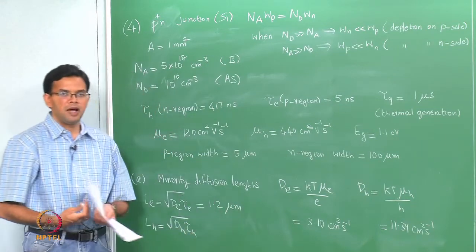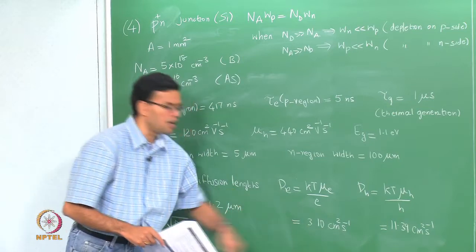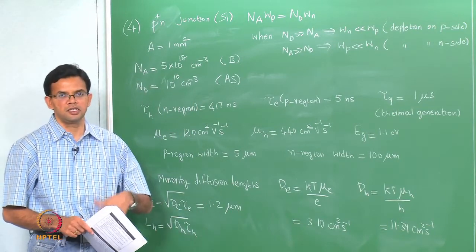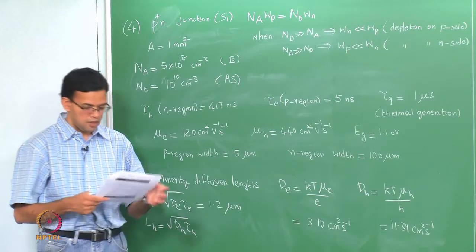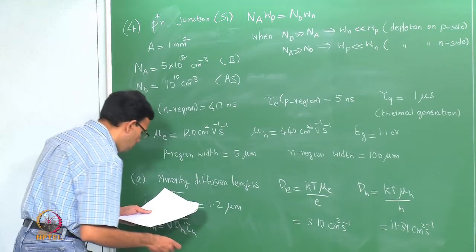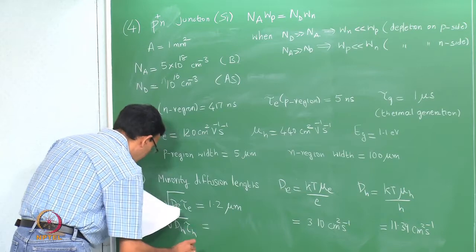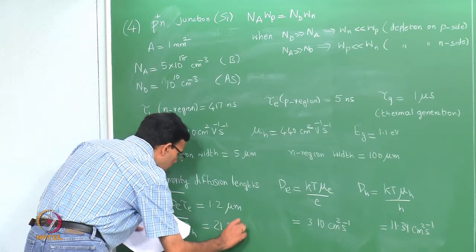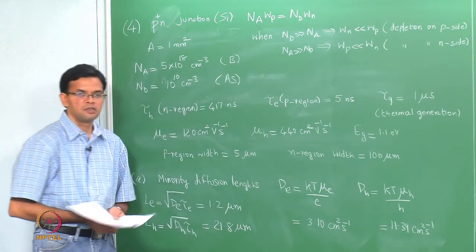I am not doing the math. All your units are in centimeters, so your answer will also be in centimeters. You can just convert that into micrometers. So, L_e is 1.2 and L_h is larger, it is 21.8 micrometers.